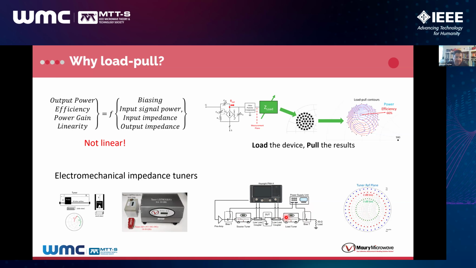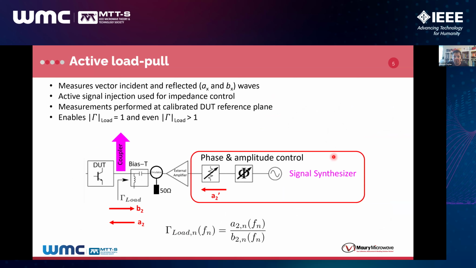And for high frequencies, we know that all the components are very lossy, right? Including the probes. If you look at the probes, they have more than 1 dB insertion loss. If you have any other thing between the tuner and your DUT, you can control a really tiny area, which means that you cannot get enough gamma to observe closed contours for maximum efficiency, power, and gain. So that's why we need a new solution, which is called active load pull.